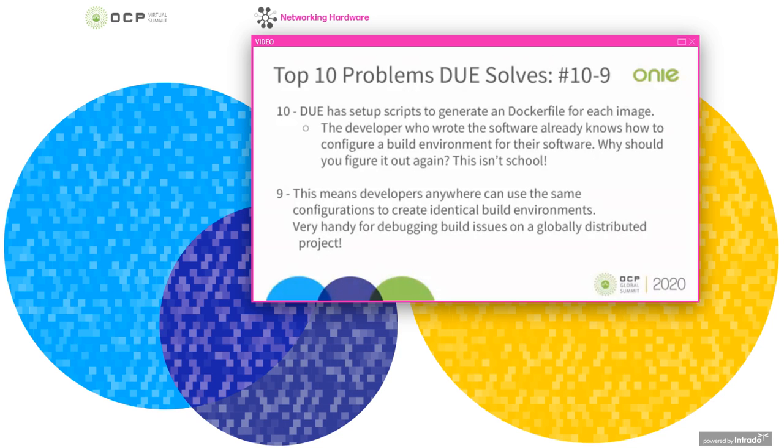Because we're using the same configurations, this means developers anywhere can use the same configurations to create identical build environments, which is incredibly handy when debugging build issues on a globally distributed project. There's no question of, did the end user really install the right version of something? Did they miss a step? No. Everybody ran the same software configuration. Everybody's got the same environment.